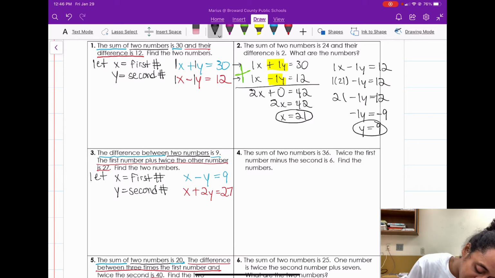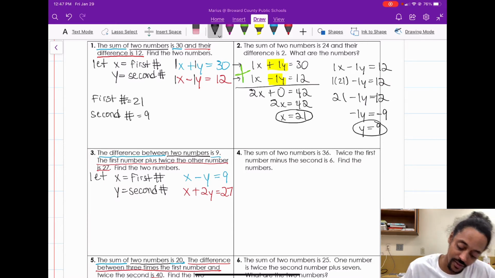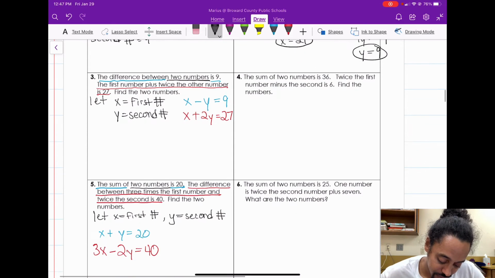So the first number is 21, and the second number is 9. Okay, let's go to number 3.